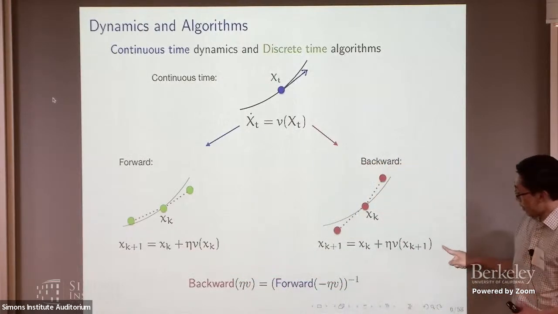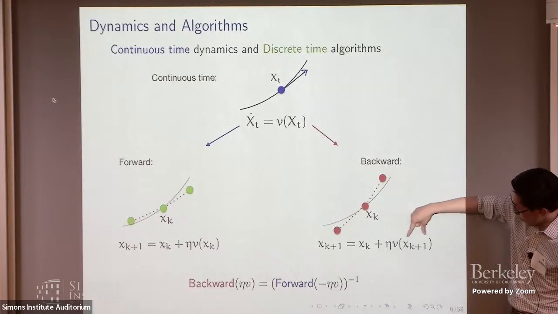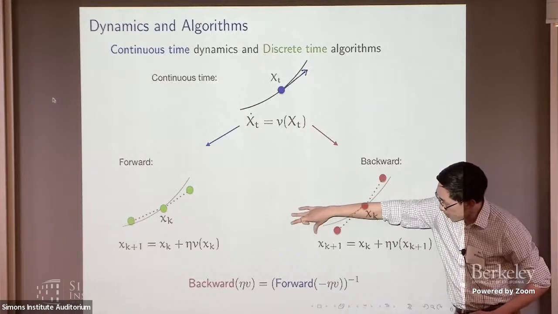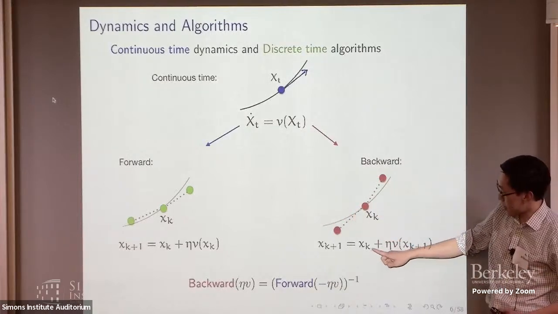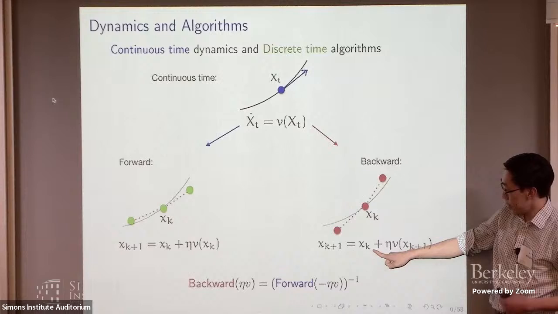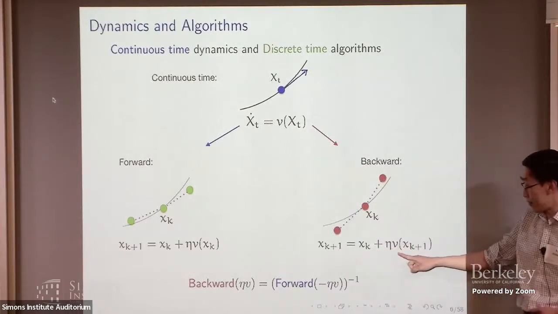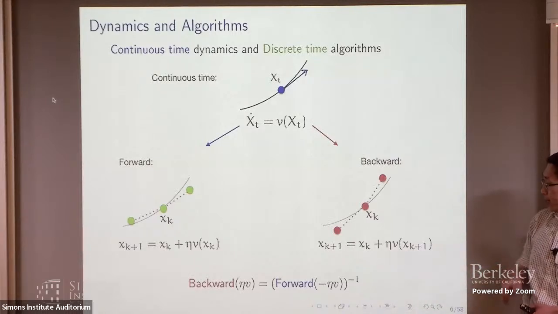Because if you look at this update, to get x_{k+1}, you can bring this whole expression to the left, right? And then x_k will look like you run the forward method from x_{k+1} with a negative step size, right? So you need to invert that.